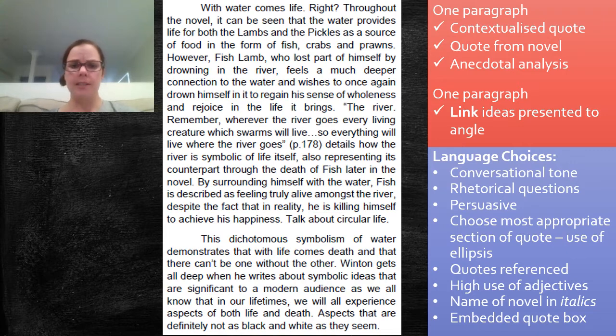In this particular section, the quote and quote analysis has been split up from the link back to the angle. In your quotes, some of them in the novel are quite lengthy, so just choose the most prominent and important part and appropriate section. So strategically use your ellipsis, remembering it is 3 dots and not 300, and make sure that all quotes are referenced.